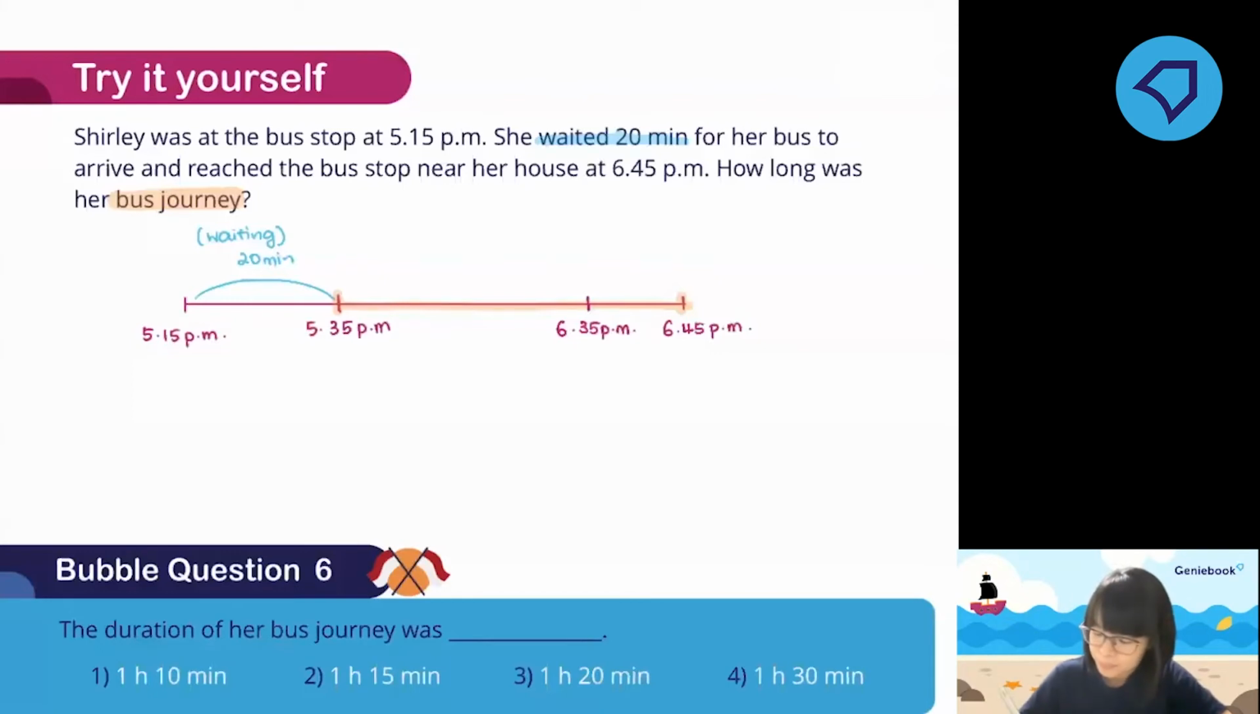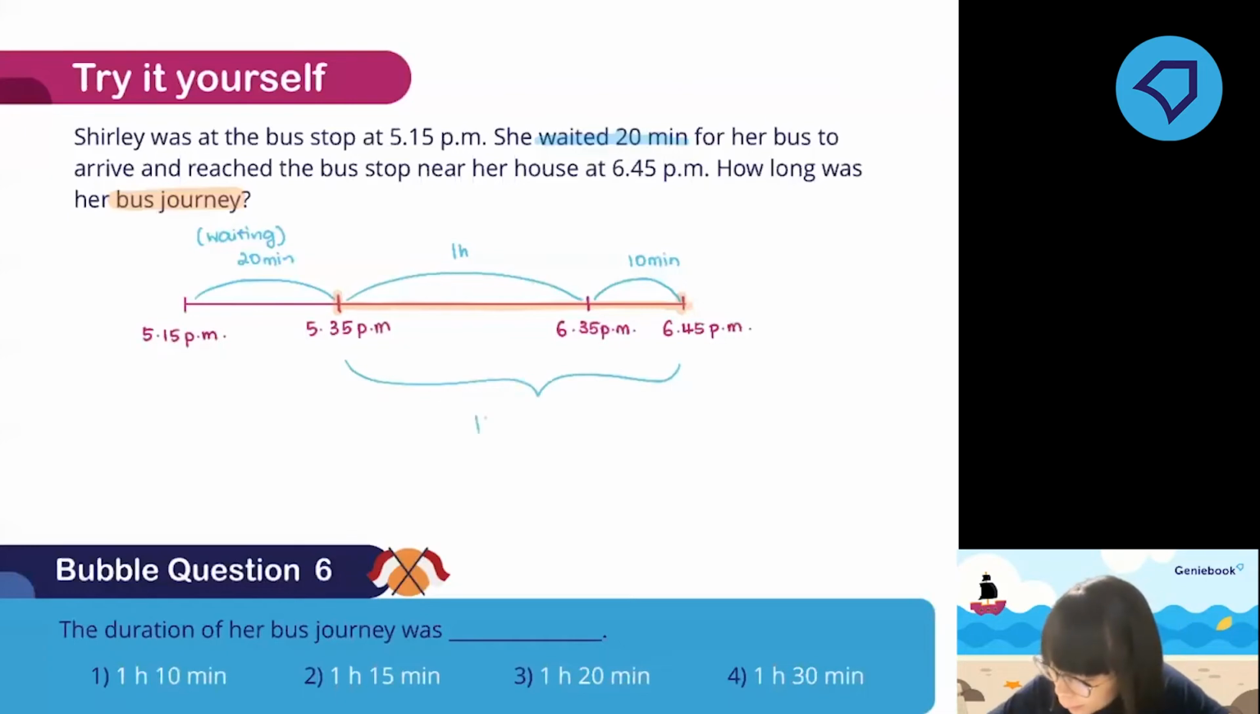Okay. So if you give me the answer already. 5:35 to 6:35 over here would be 1 hour. Correct? How about from 6:35 to 6:45? 10 minutes. Excellent job. So the duration of her bus ride or her bus journey is just from here to here, which is 1 hour and 10 minutes. Okay, so the answer would be option number 1.